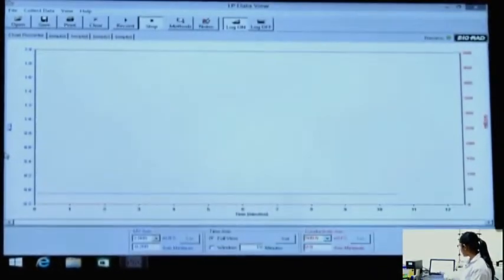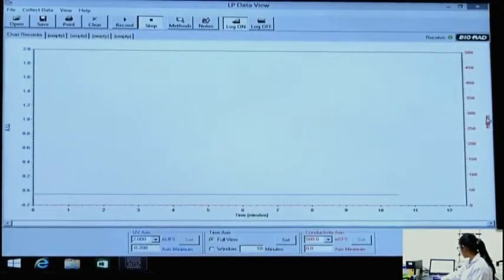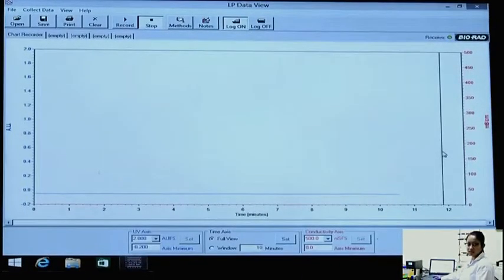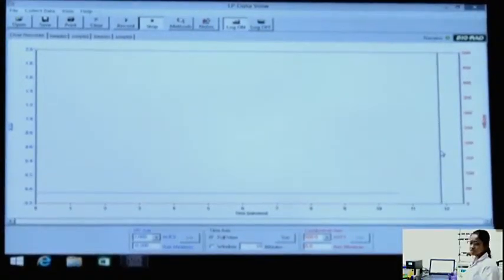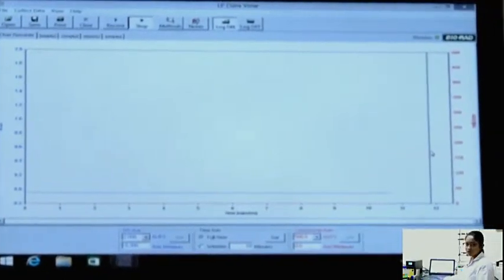And there is another axis, which is mS per centimeter. This is the conductivity measurement. So, if there is any kind of salt, or differentiation between different buffers, or something coming out which has a charge, that you can also monitor.